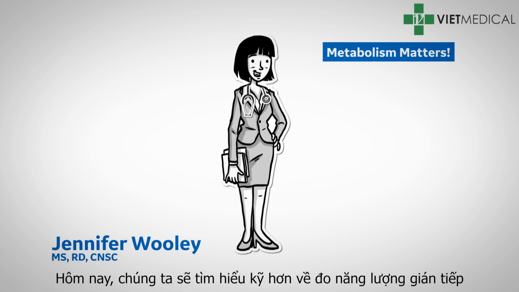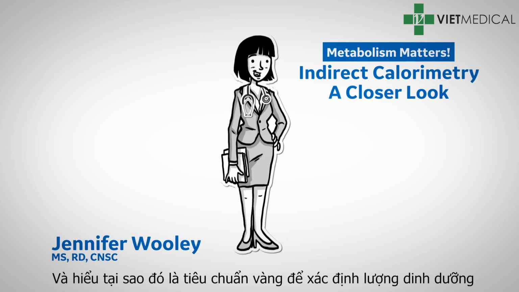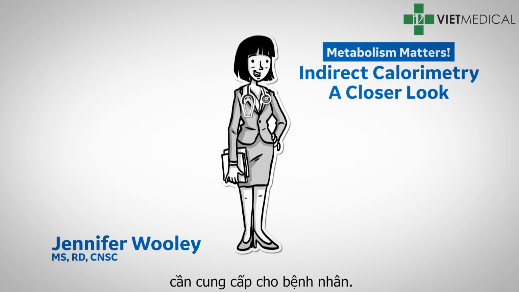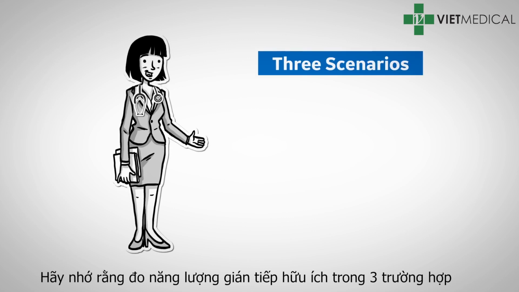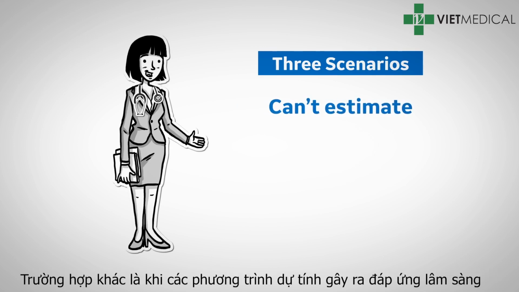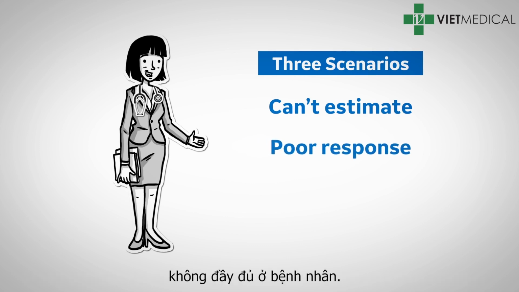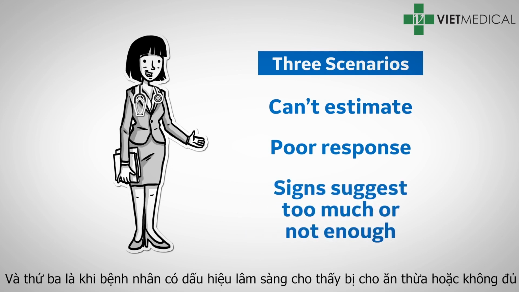Today we'll be taking a more in-depth look at indirect calorimetry and understanding why it's the gold standard for determining how much to feed your patients. Remember, indirect calorimetry comes in handy in 3 scenarios. One is when you can't estimate caloric requirements. Another is when predictive equations produce an inadequate clinical response in a patient. And a third is when the patient has clinical signs that suggest over or under feeding.